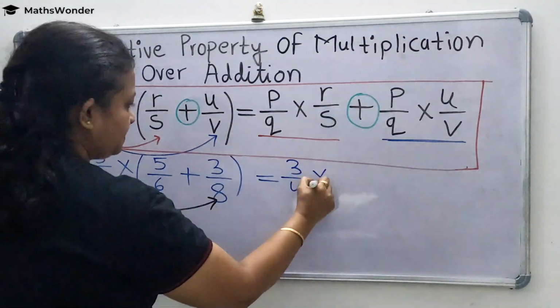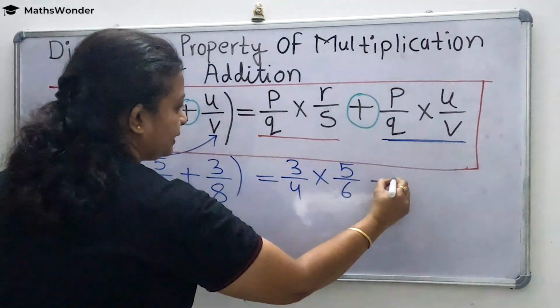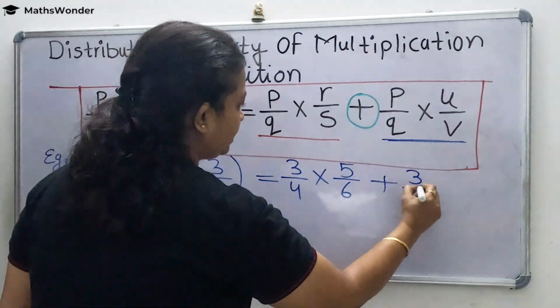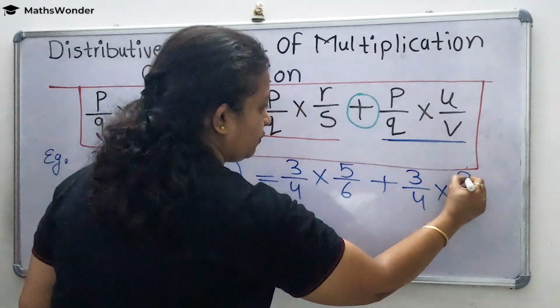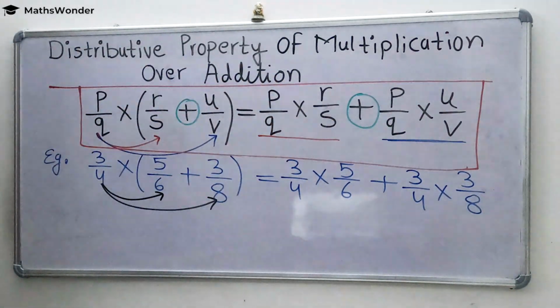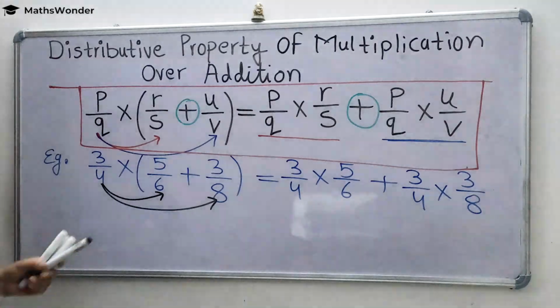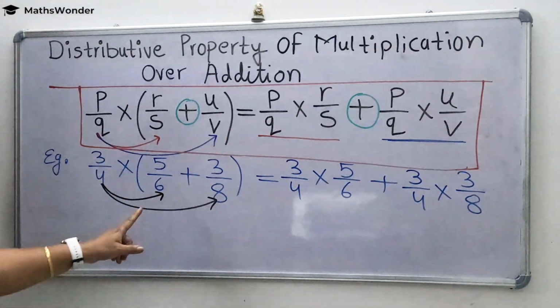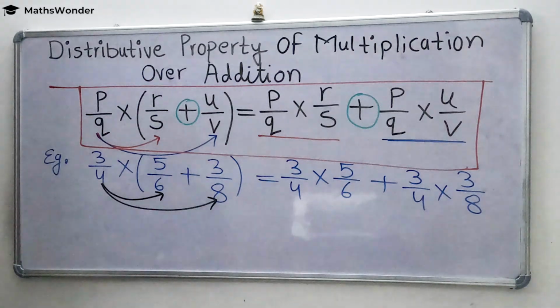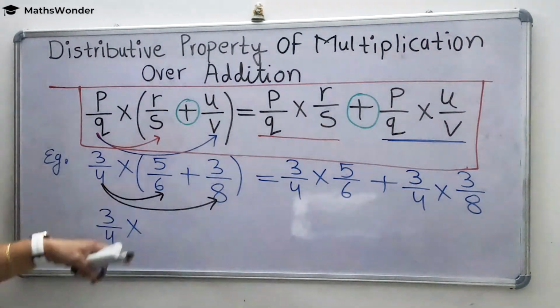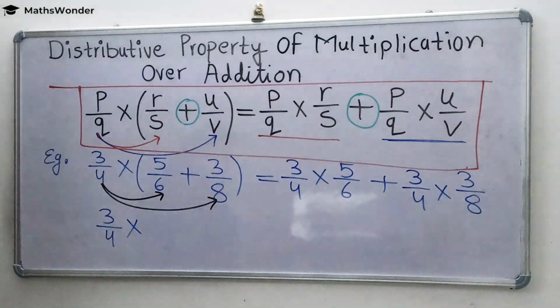So how will you write it? 3 over 4 times 5 over 6. Then in between we have the plus sign, write the plus sign, again 3 over 4 times 3 over 8. Okay, always remember this. Now, if we solve the left hand side, you will solve the parenthesis first, okay? So 3 over 4 times 5 over 6 plus 3 over 8, when you solve it, what will you get?